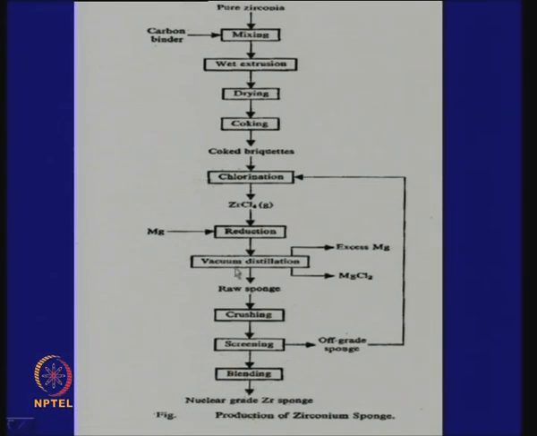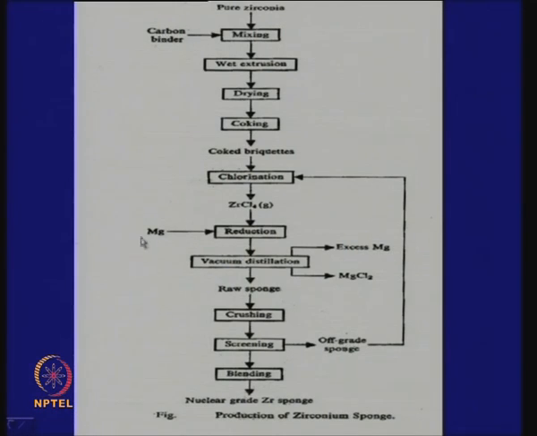And then finally, we will produce zirconium which will go for vacuum distillation to get rid of the excess magnesium that we have used in the reduction process. We get a raw sponge, it will be crushed, screened, then blending, nuclear grade zirconium will come, and from all this off grade sponge will be recirculated for chlorination.